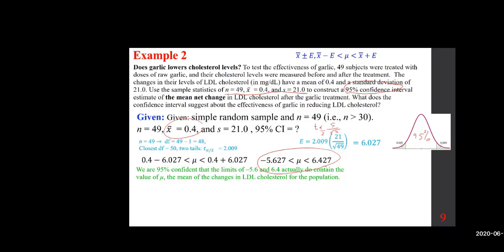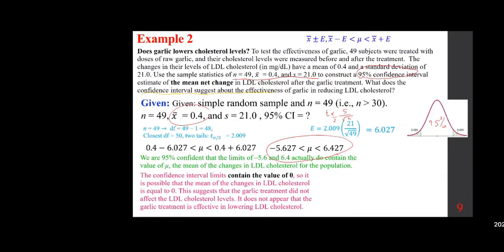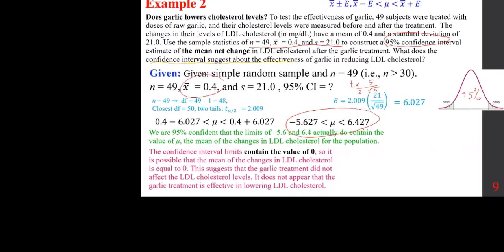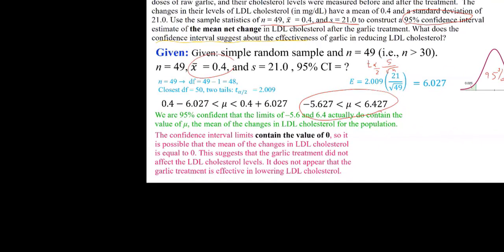What does the confidence interval suggest about the effectiveness of garlic in reducing LDL cholesterol? This is the reason. The confidence interval limits contain the value of 0, so it is possible that the mean of changes in LDL cholesterol is equal to 0. This suggests that the garlic treatment did not affect the LDL cholesterol levels. It does not appear that the garlic treatment is effective in lowering LDL cholesterol.